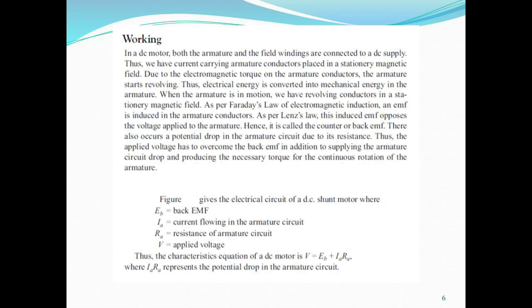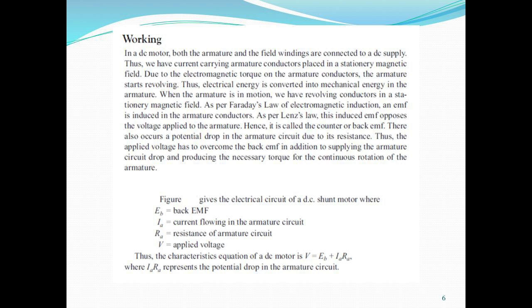Working. In a DC motor, both the armature and field windings are connected to a DC supply. Thus, we have current carrying armature conductors placed in a stationary magnetic field. Due to electromagnetic torque on the armature conductors, the armature starts revolving. Thus, electrical energy is converted into mechanical energy in the armature.